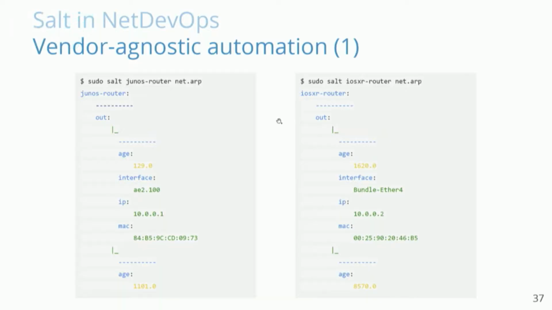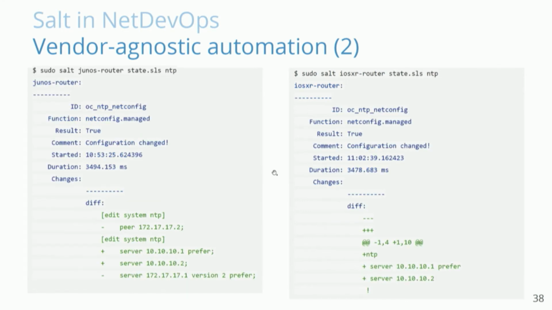In this example, we retrieve the ARP table from a Juniper device and IOS-XR. As you can see, the structure of the output is exactly the same, the only difference being the values that can't be the same, of course. And the same is true when you look at configuration management. You run exactly the same command, state.sls ntp, and you will deploy the change at the level of NTP. I put this NTP example here just because it's tiny and very easy to understand, but this can be extended to any other example and as much as your business logic requires.